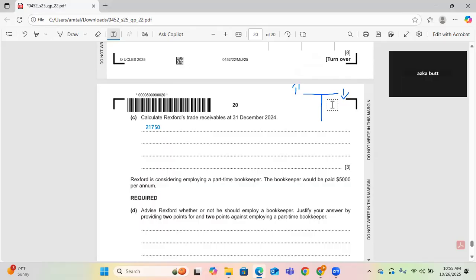So that is 103,200. We need to write it on the credit side. That's why let's minus this, because at the end we will be deducting the credit side from the debit side. So that will be 103,200. Okay.